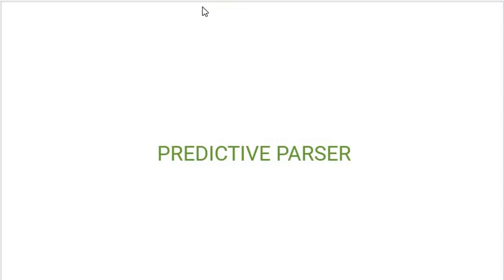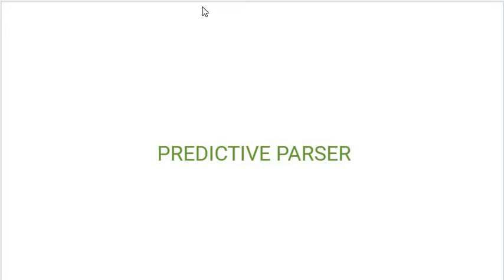The first thing is about non-ambiguous grammar. The grammar which we will be using for constructing the predictive parser should be a non-ambiguous grammar. Non-ambiguous grammar in the sense the grammar should not have any ambiguity in it. So that is the first point. The grammar we have taken should be a non-ambiguous grammar. It should not have any ambiguity in it.